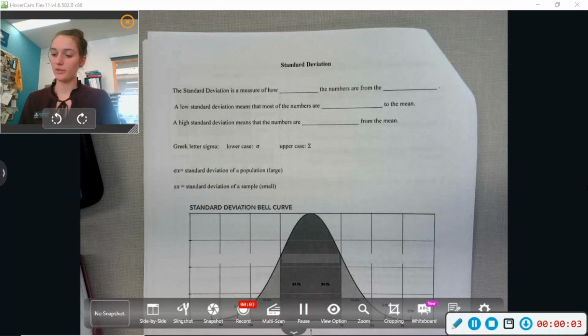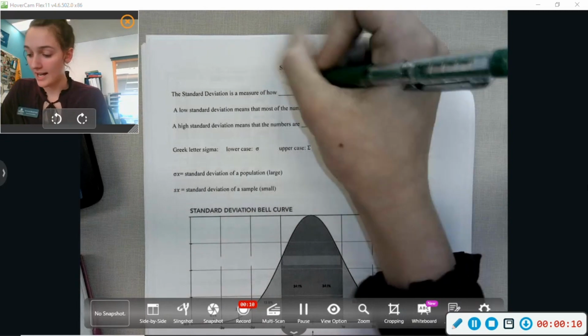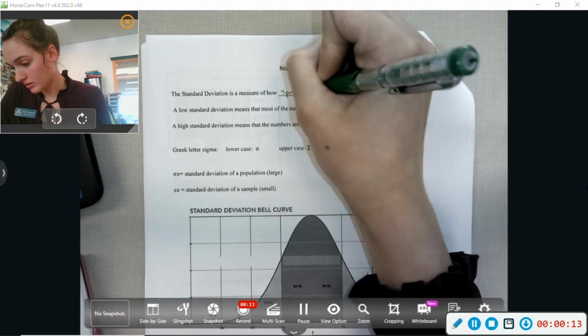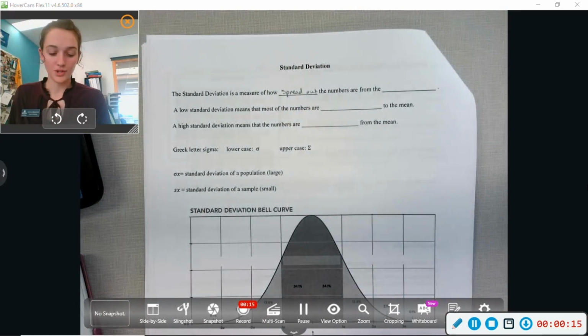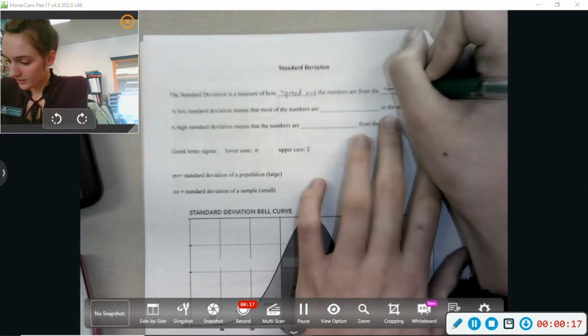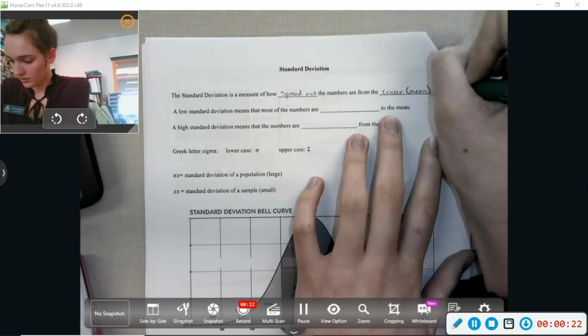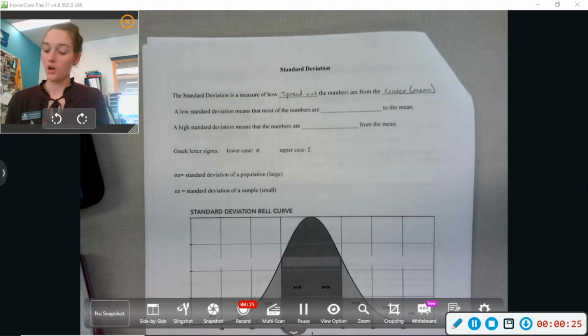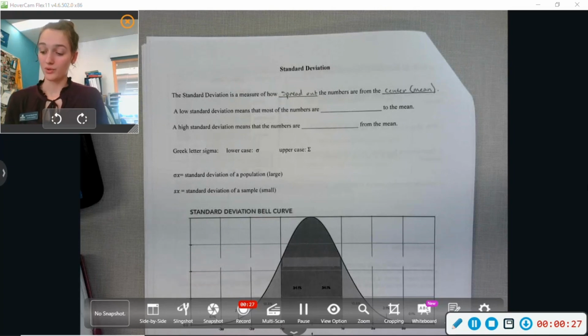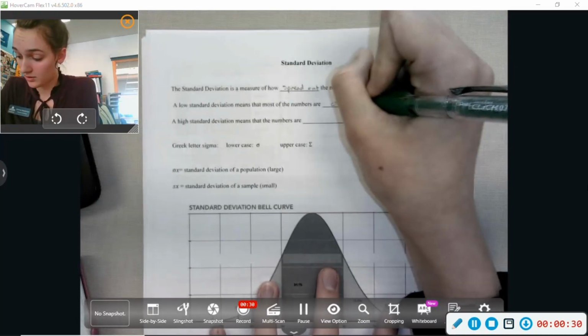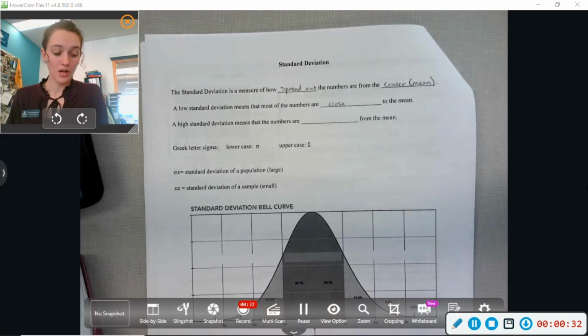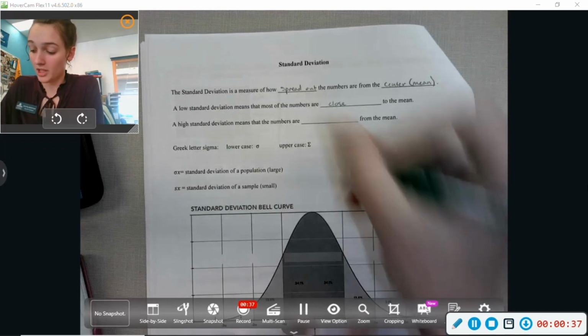Everyone, so today we are going to be talking about standard deviation. So standard deviation itself is a measure of how spread out the numbers are from the center of the data, which is also the mean. A low standard deviation means that most of the numbers are close to the mean, and a high standard deviation means that the numbers are spread out or far from the mean.